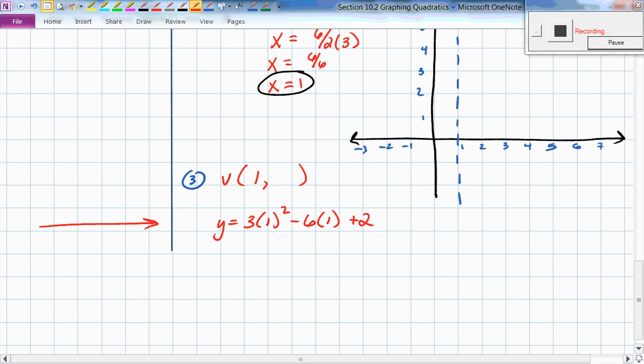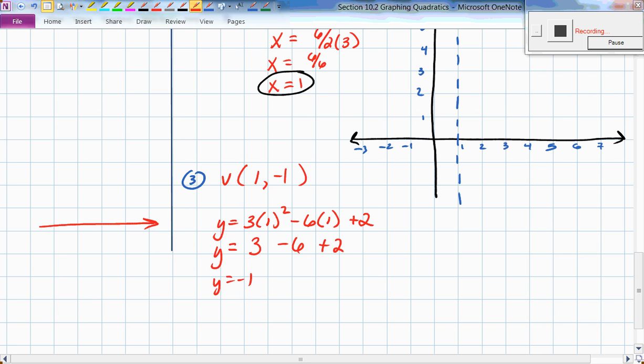I'm substituting. Thank you. And I saw your hand, Josh. I did. So, let's hear. What's 1 squared? 1. What's 1 times 3? Good. What's negative 6 times 1? Negative 6. Good. And then positive 2. Okay, what's 3 minus 6? Negative 3 plus 2. Okay, so y has to equal -1.